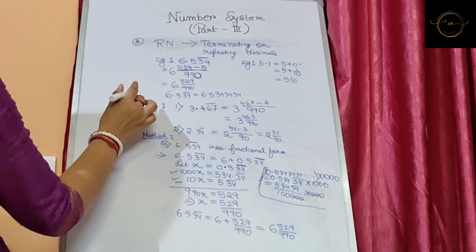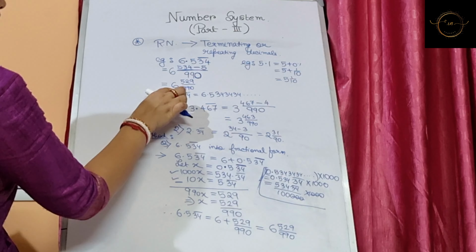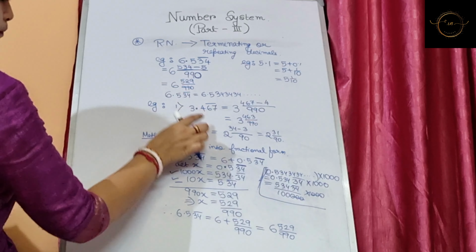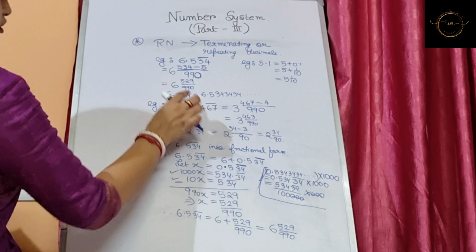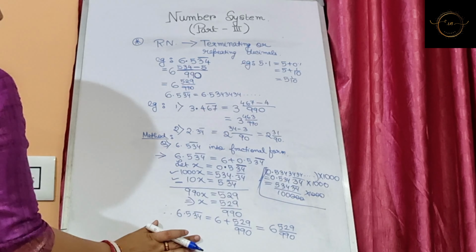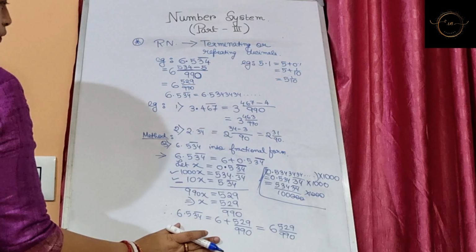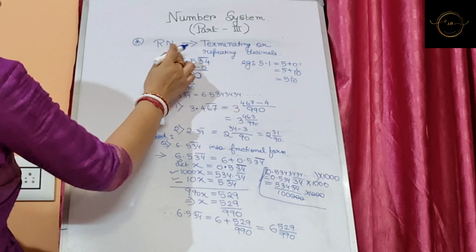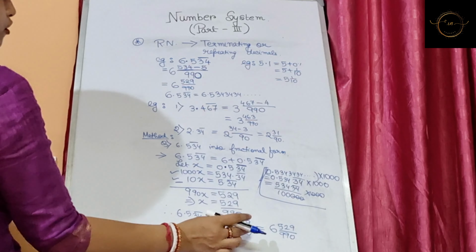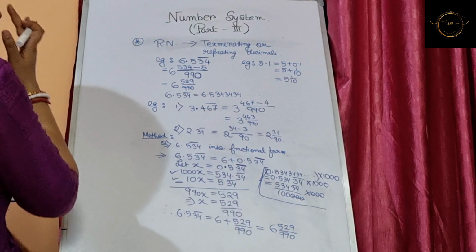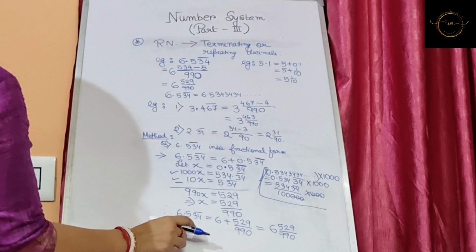Just now I have shown you in this short form that this number is actually 6 whole 529 by 990, which are actually tallying. So this is the method which should be followed in your school to answer the questions, but this is a trick where you can do this in rough and check whether your answer is correct or wrong. So here I end part 3 of number system.